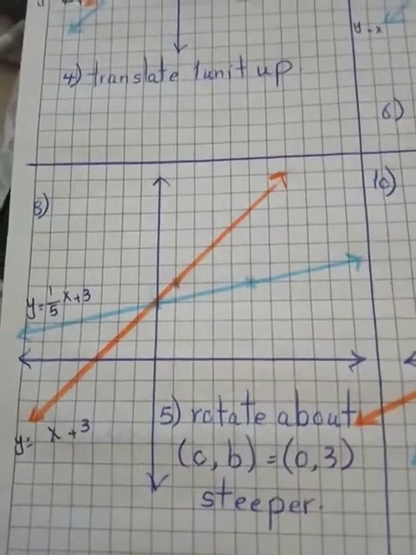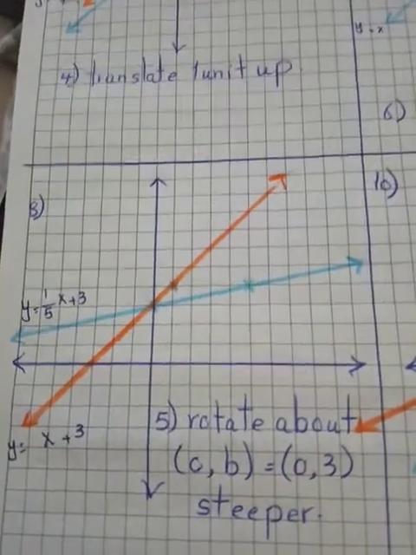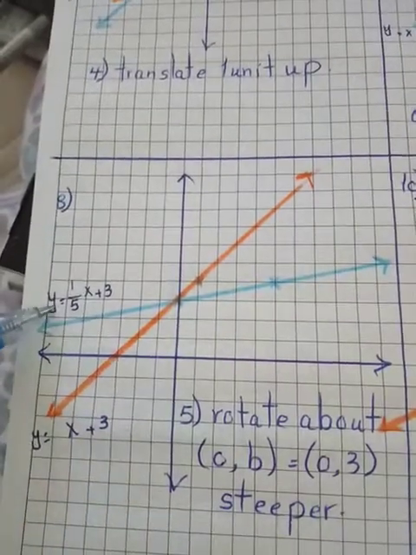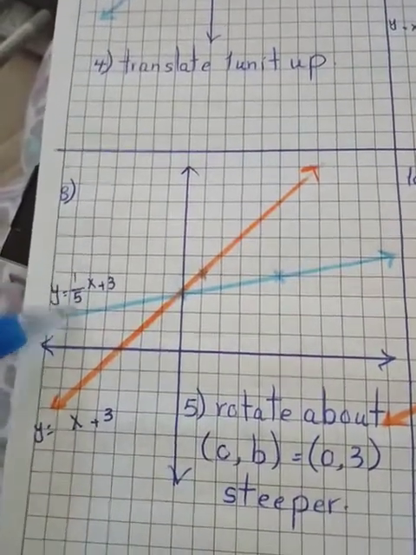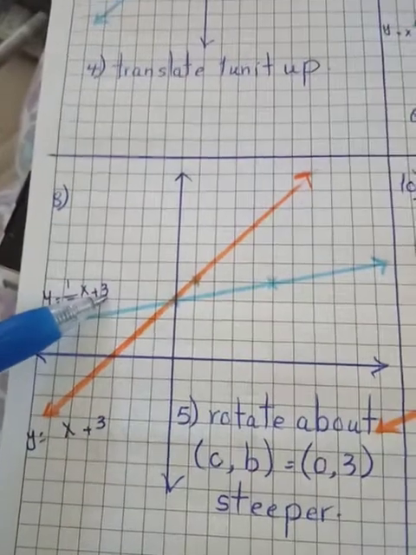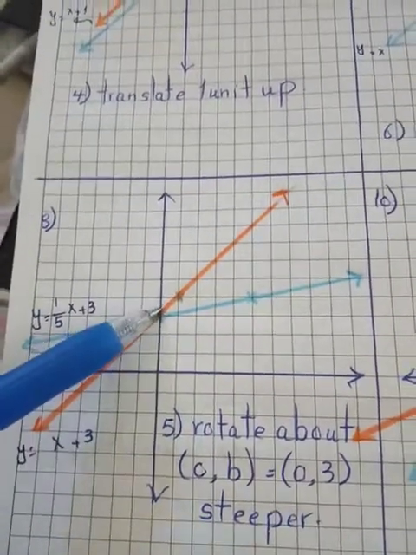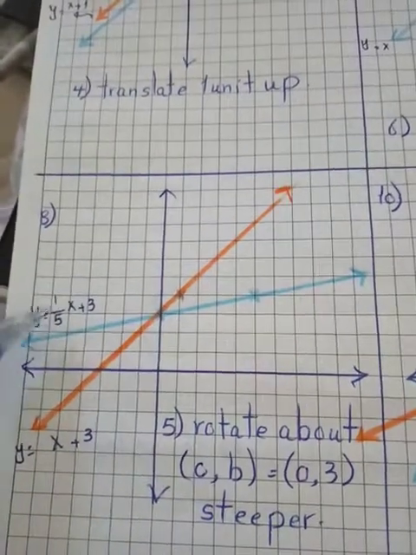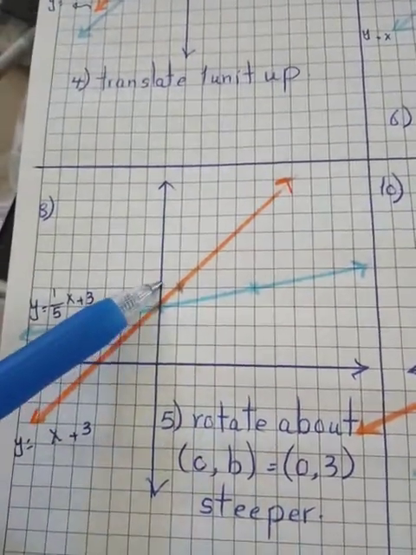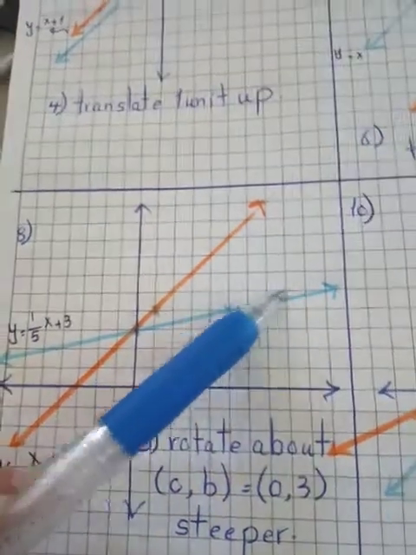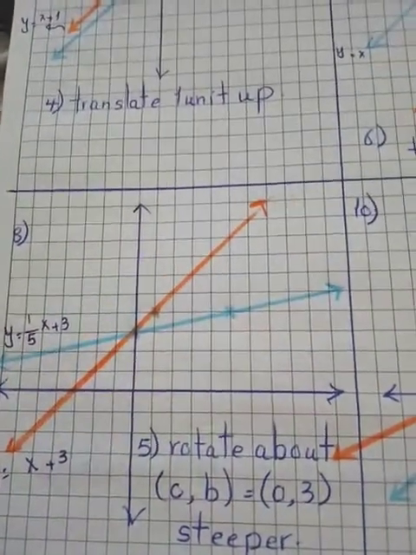Okay, here number 8. The graph here, y equal 1/5 x plus 3. How can we graph this line? We use the y-intercept 0 and 3, and what is the slope? 1/5. So I will go 1 unit up and 5 units to the right to get the second point. Connect between the first and second point to graph the line.